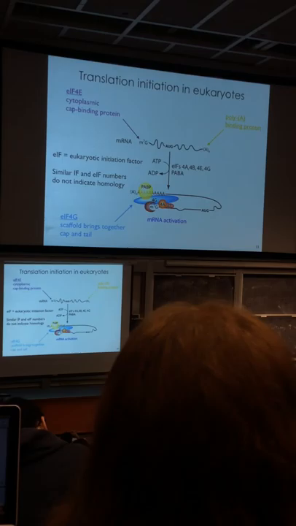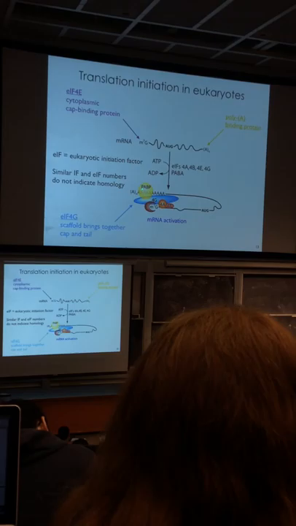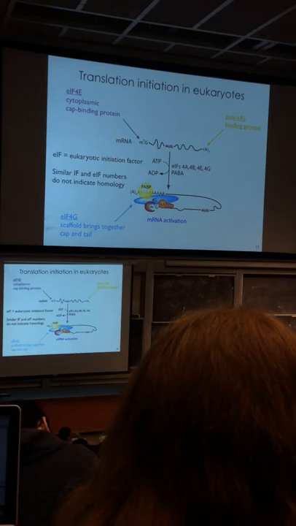And when you hear people talk about the closed loop, it isn't that there's actually a covalent bond, there's no phosphodiester bond. It's simply these protein-RNA and protein-protein interactions that bring the two ends of the mRNA back near each other and let the cell sort of check that both the 5' and the 3' end are good for translation.